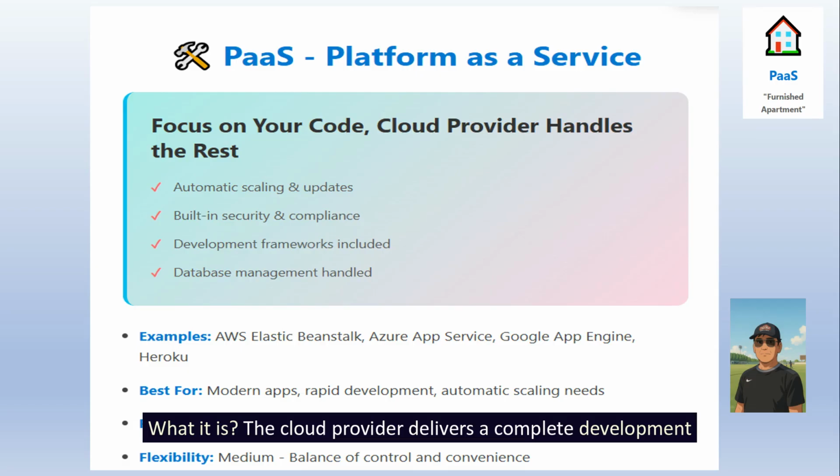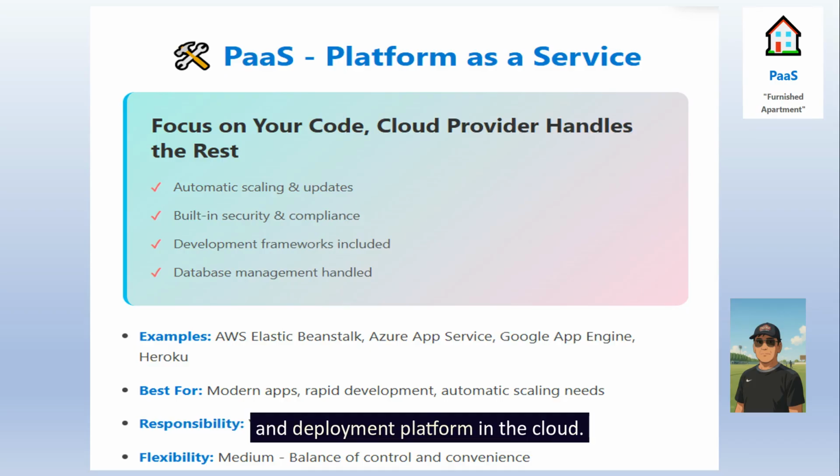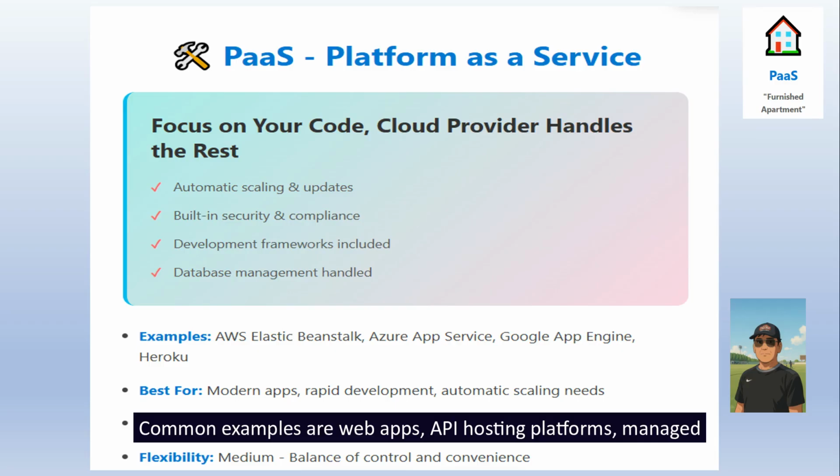What it is: the cloud provider delivers a complete development and deployment platform in the cloud. It includes servers, storage, networking, and the OS, database, and development tools. You simply manage your applications, code, and data. Common examples are web apps, API hosting platforms, managed database services, serverless function services.